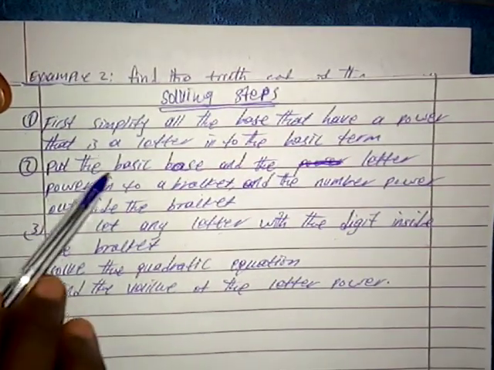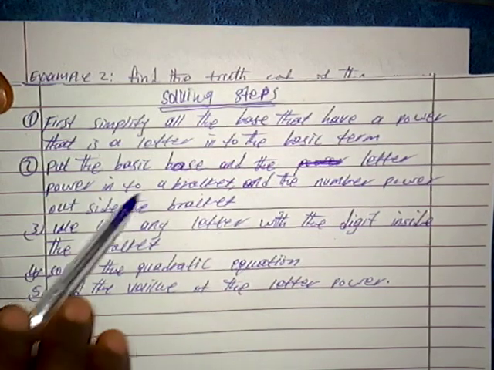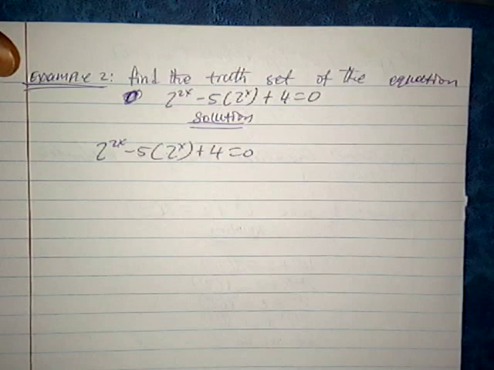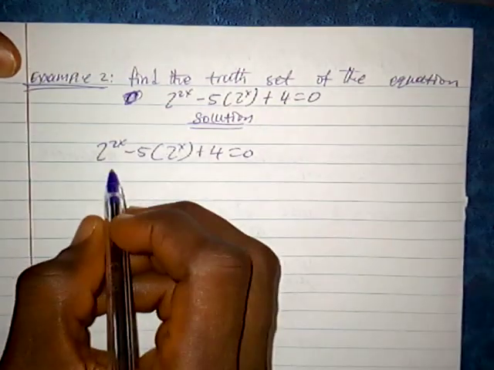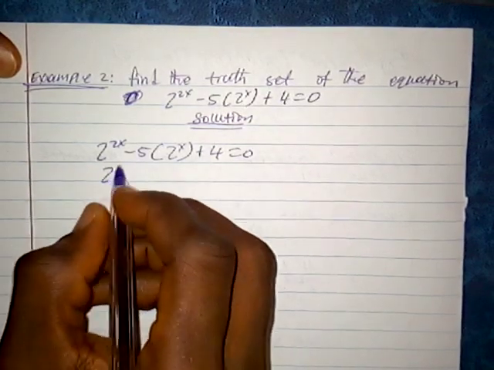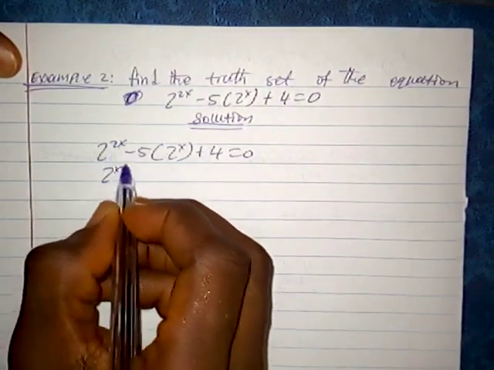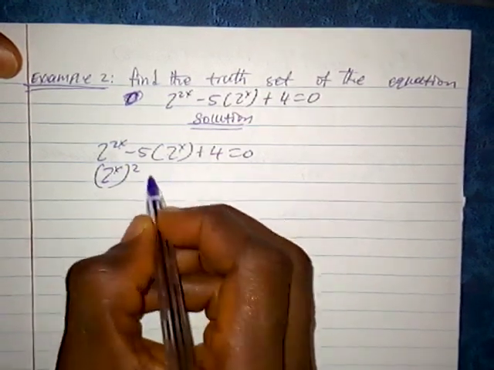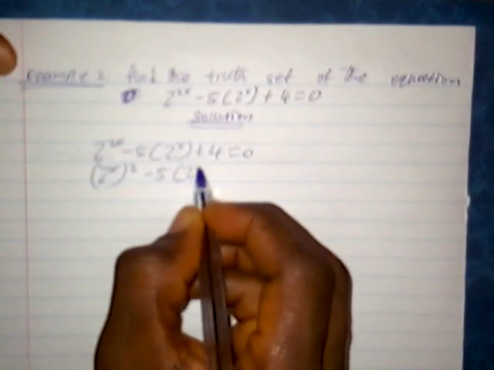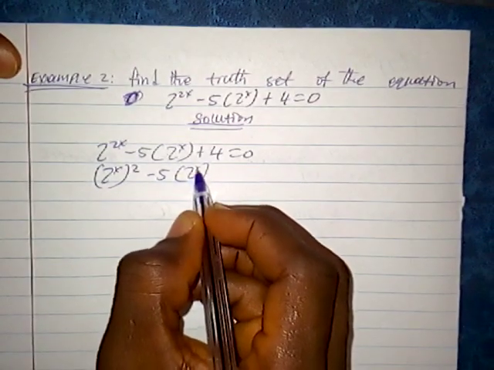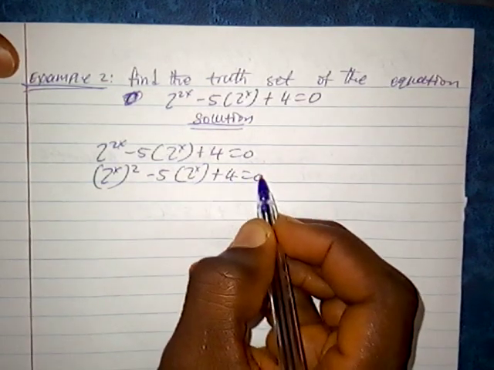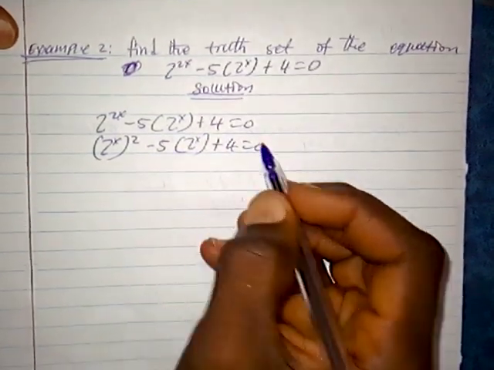Second step, put the basic base and the lettered power into a bracket and the number power outside the bracket. Do you see? Now let's see. This is the basic base. What is the lettered power? It's x, inside a bracket, and the number power is 2, outside the bracket. Minus 5 into 2 raised to the power x. Of course, the lettered power is inside the bracket, and there is no number power. Plus 4 equals 0. You see? Very simple, right?